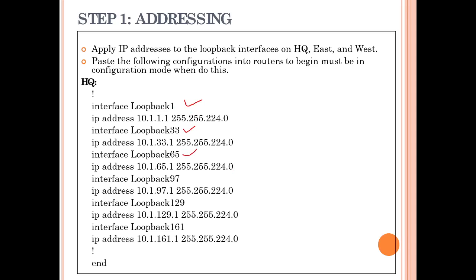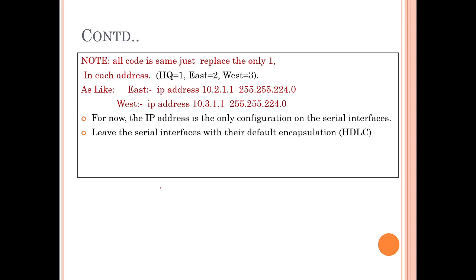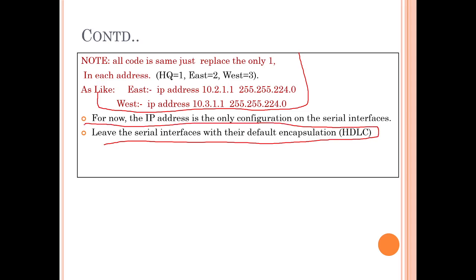You will create those loopbacks on each of the 3 routers, simply that, and just change the subnet of each, okay. Once you do it, your router would be good to go for the testing. As I have mentioned to you in the previous slide, it would be there, and we will leave the default encapsulation as HDLC on the router.